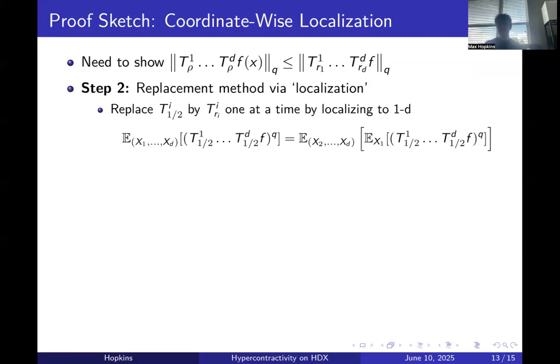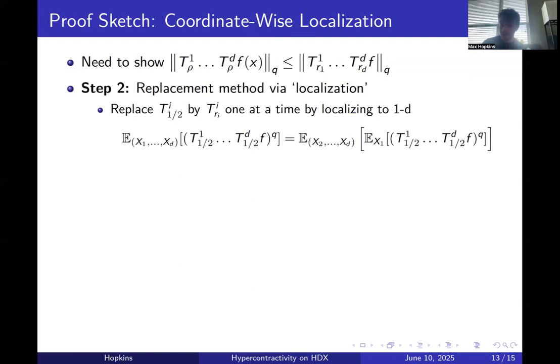So like I said, the idea is to replace each of these T_i^{1/2} one at a time. Okay, so maybe these should have said 1/2. So we'll start with this expectation. This is the qth moment, the expectation of T_1^{1/2} through T_d applied to f. And we'll do a very basic first step.